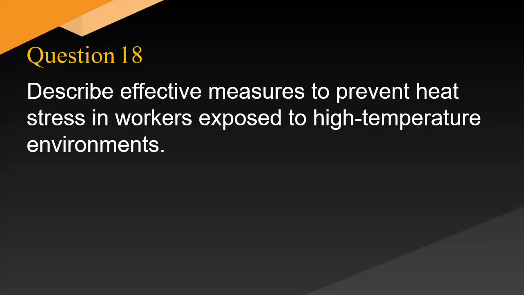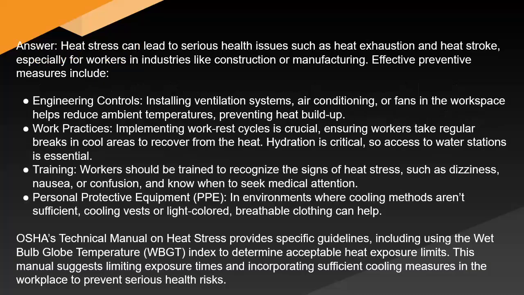Describe effective measures to prevent heat stress in workers exposed to high-temperature environments. Answer: Heat stress can lead to serious health issues such as heat exhaustion and heat stroke, especially for workers in industries like construction or manufacturing. Effective preventive measures include engineering controls: installing ventilation systems, air conditioning, or fans in the workspace helps reduce ambient temperatures, preventing heat buildup. Work practices: implementing work-rest cycles is crucial, ensuring workers take regular breaks in cool areas to recover from the heat. Hydration is critical, so access to water stations is essential.